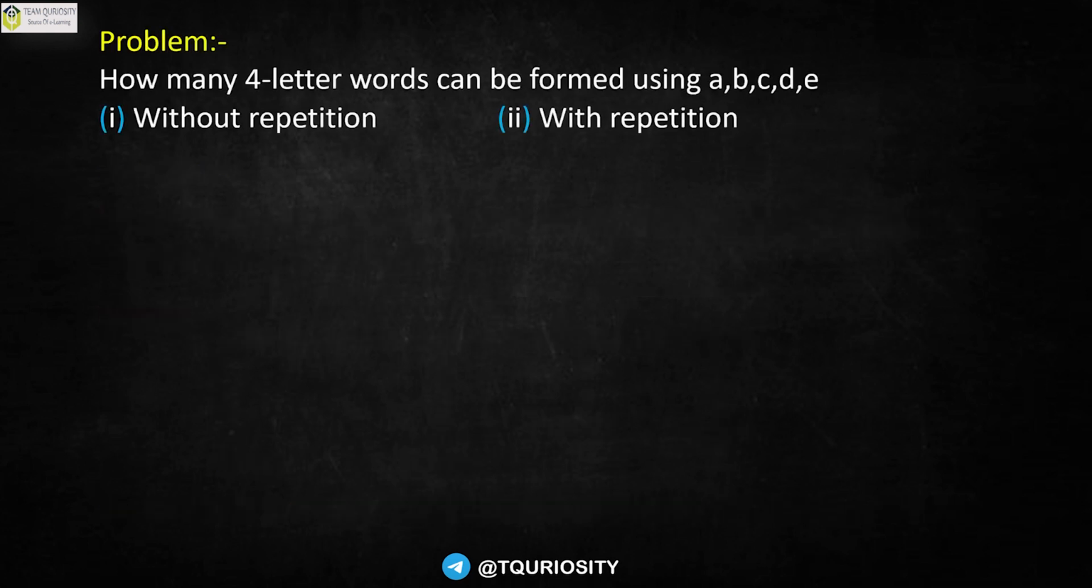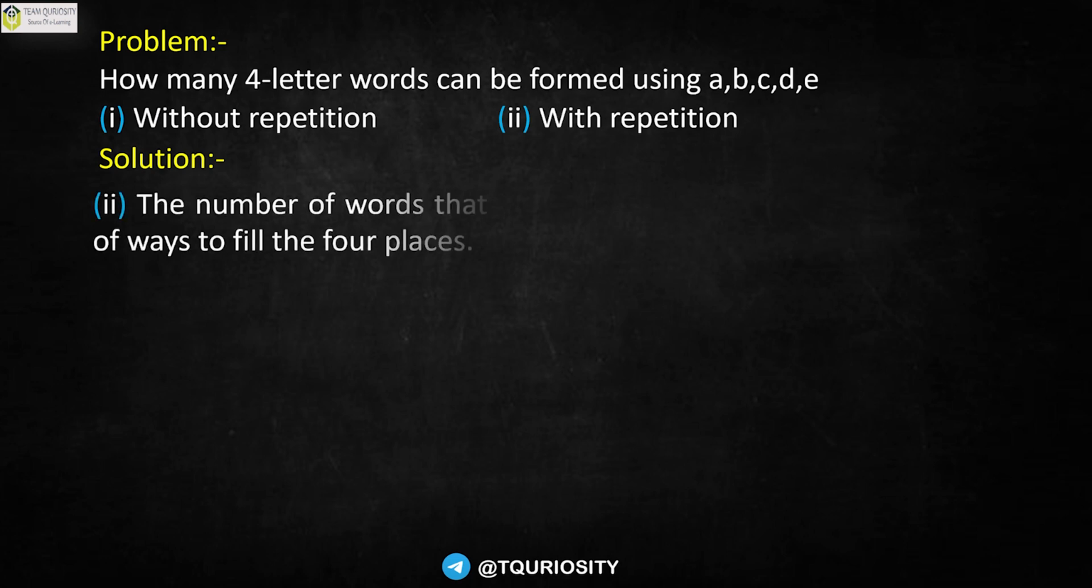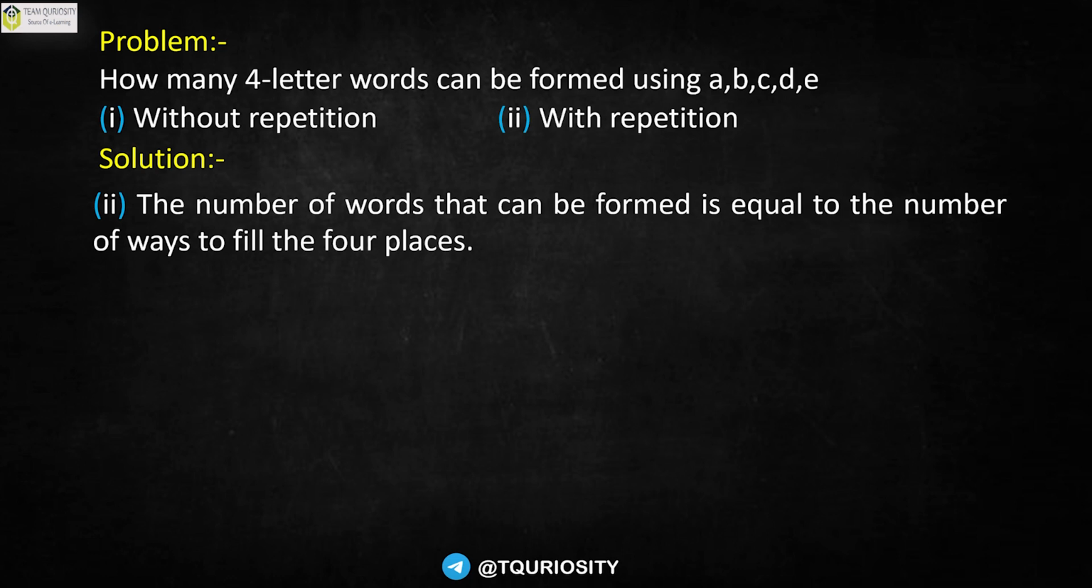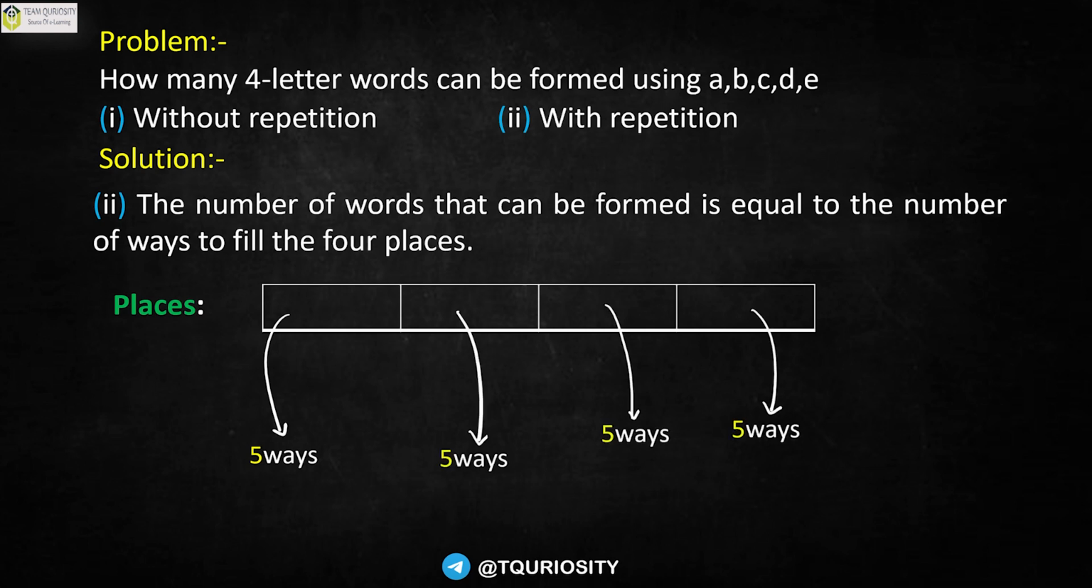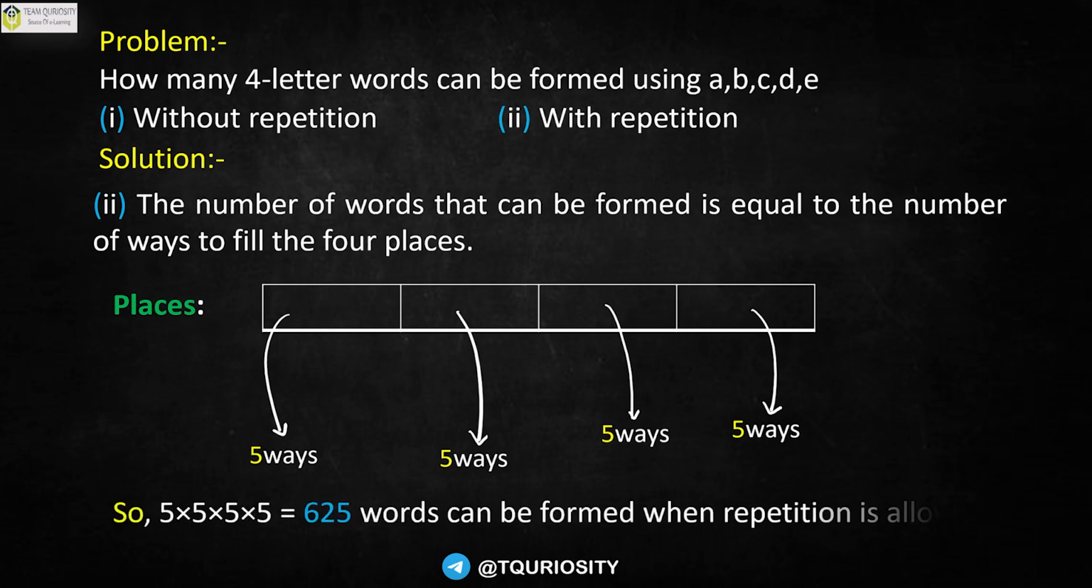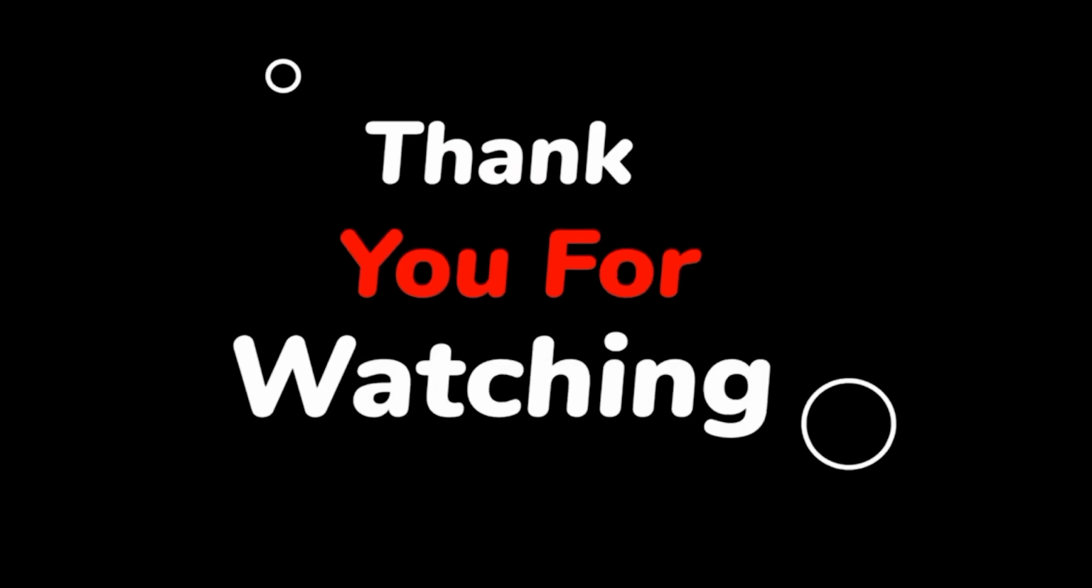For the second bit, the number of words that can be formed is equal to the number of ways to fill the 4 places. The first place can be filled in 5 ways. If repetition is allowed, all the remaining places can be filled in 5 ways each. So the total number of ways is equal to 5 cross 5 cross 5 cross 5, that is equal to 625 words that can be formed when repetition is allowed.